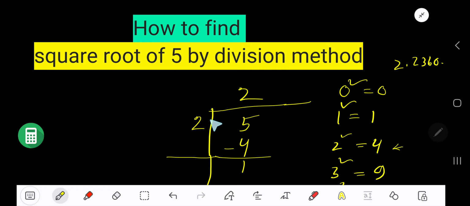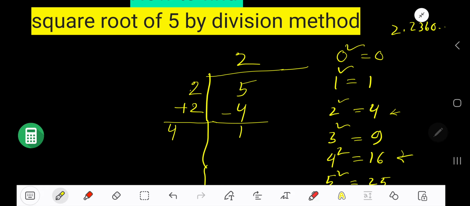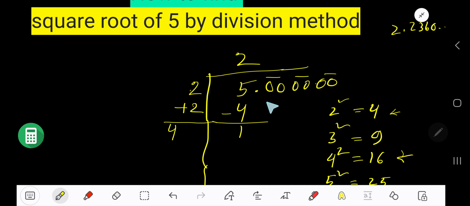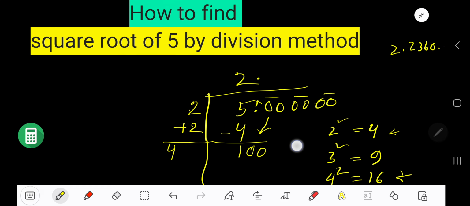Now you have to write the same digit that you have written in the quotient below the divisor, and you need to add. So you are getting 4. To continue this process, take a decimal here and write zeros in pairs. You can take any number of zeros. Bring down the first pair. Before this pair, you have a decimal. The decimal must come to the quotient directly. Okay.